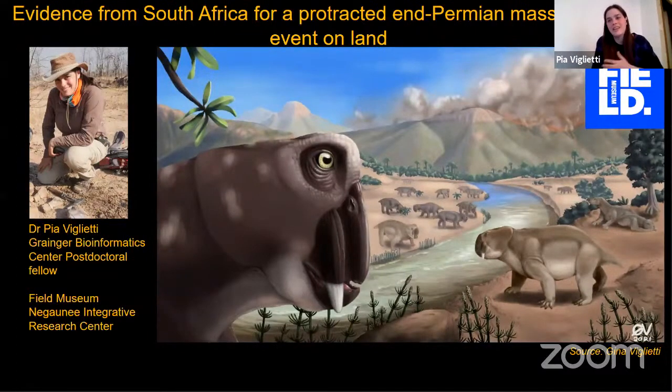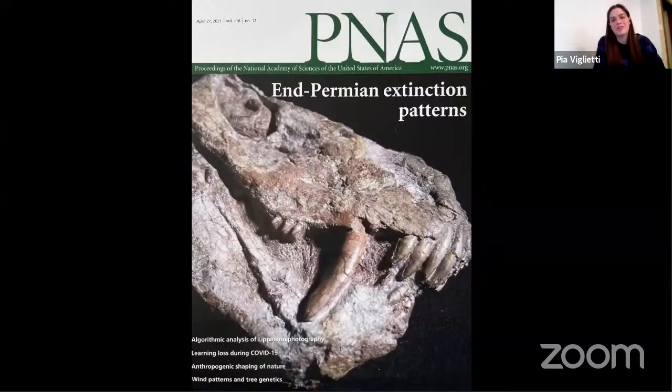And as Grant said, I will be presenting the results of a collaborative investigation published in PNAS just last month. And in the paper, we provide new information on the dynamics of the end-Permian mass extinction event on land as preserved in South Africa's Karoo Basin. And we also made the cover of that issue of PNAS last month. So really proud of all our collaborators involved in the study.